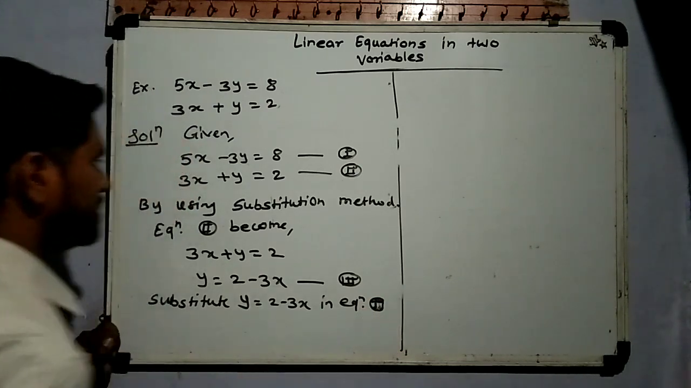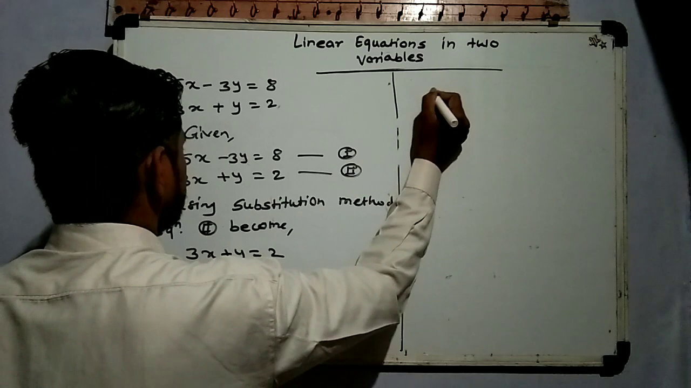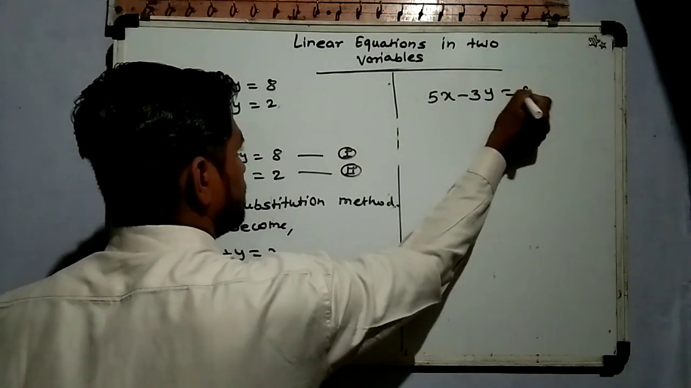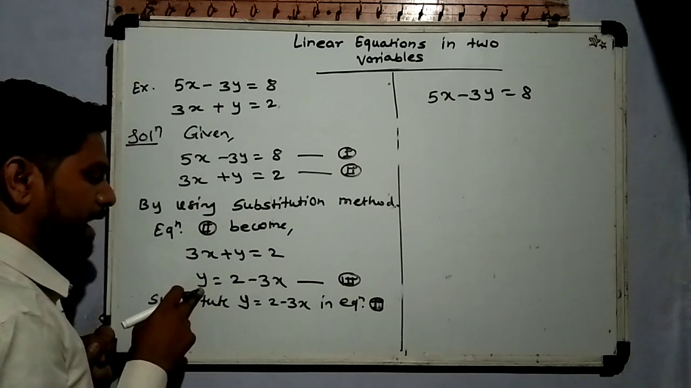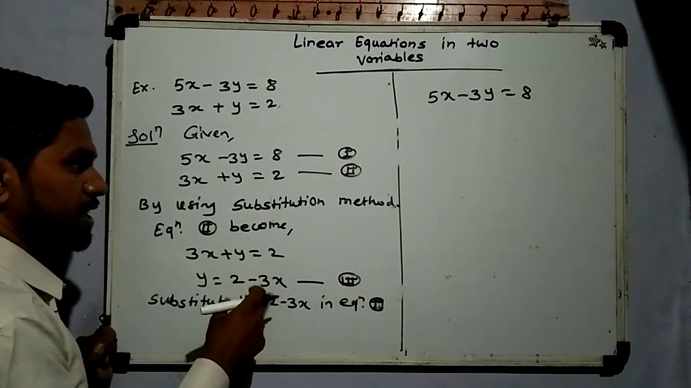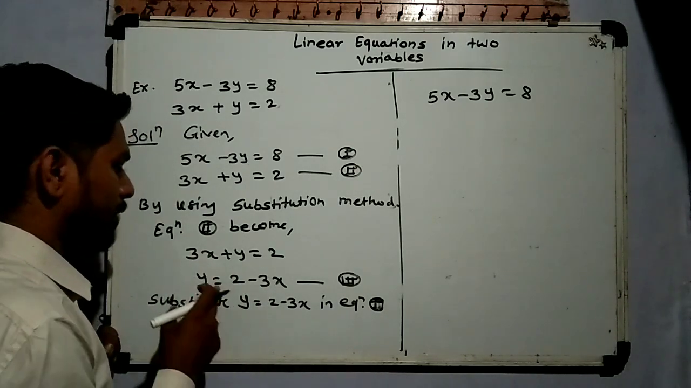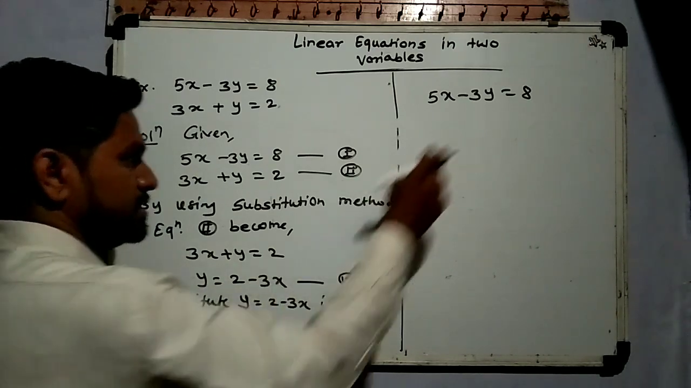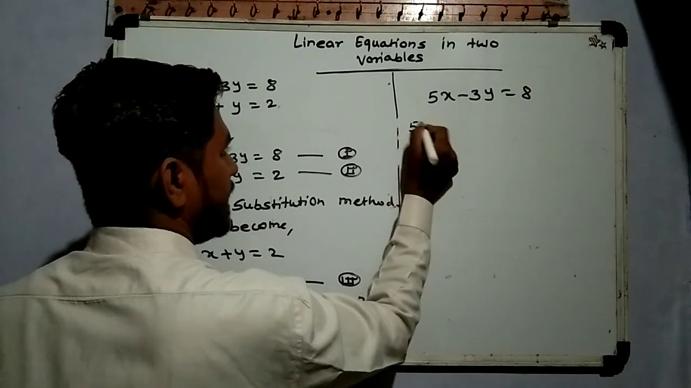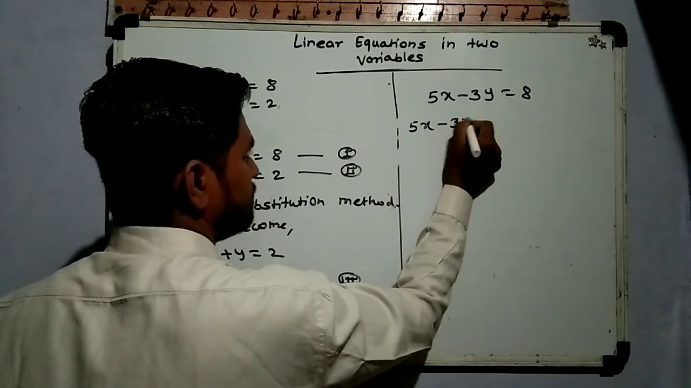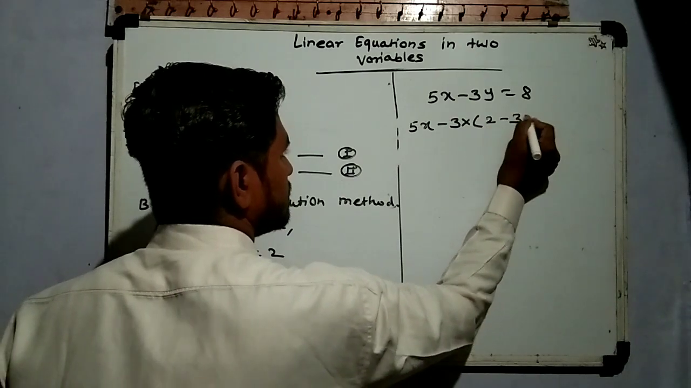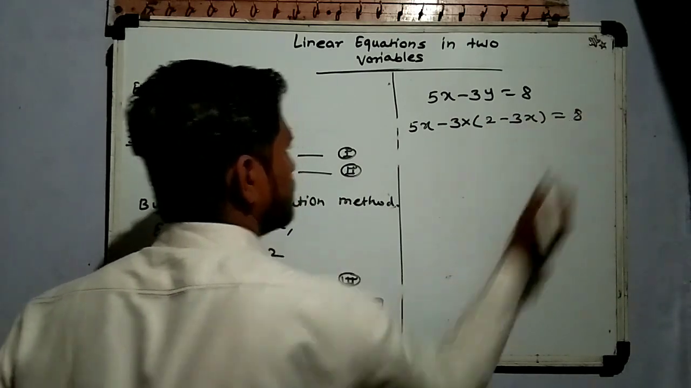So what is equation number 1 then? 5x minus 3y is equal to 8. So substitute y equals 2 minus 3x. We just have to replace the value of y. The value of y is what? 2 minus 3x in this equation. So 5x minus 3 multiplied by (2 minus 3x) is equal to 8.